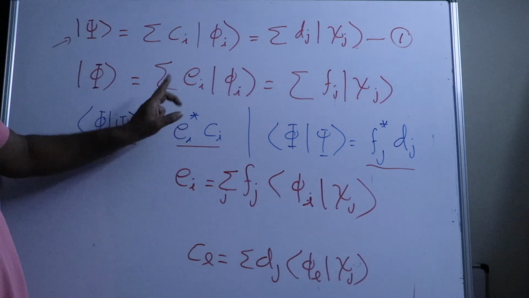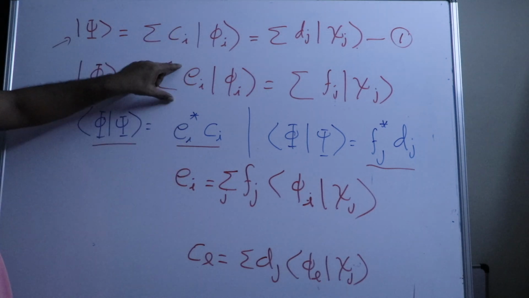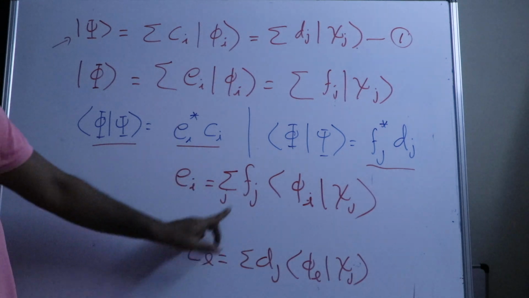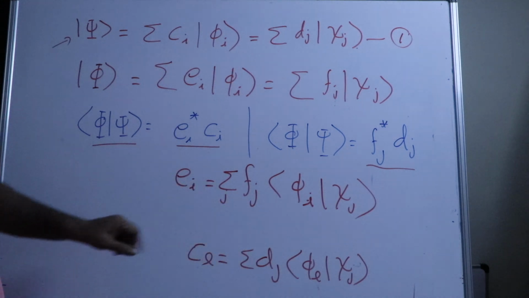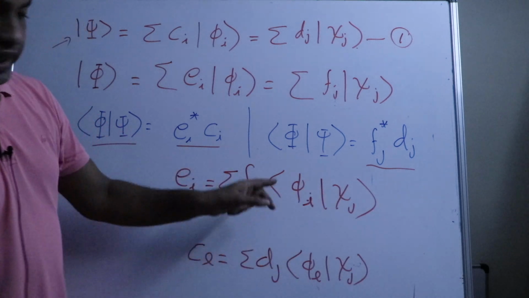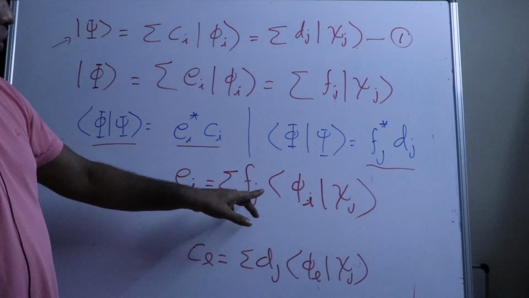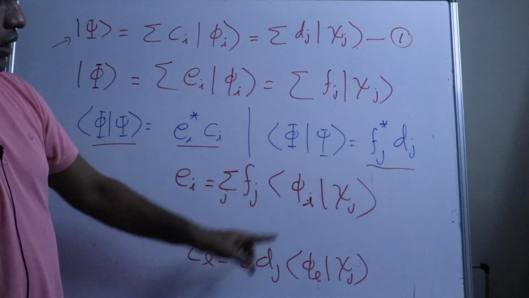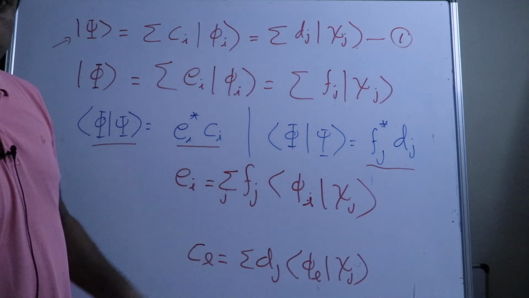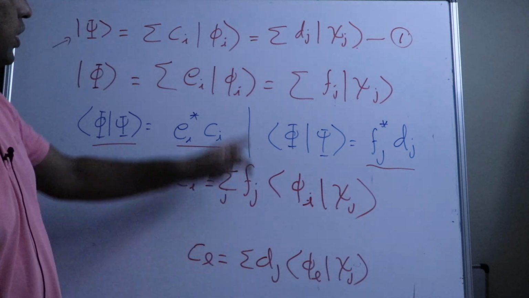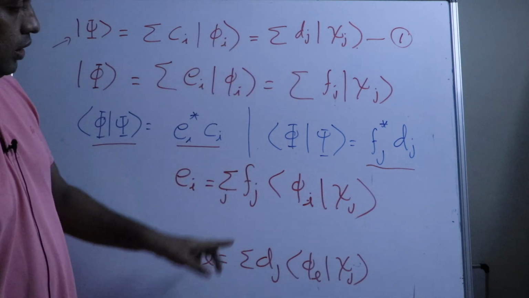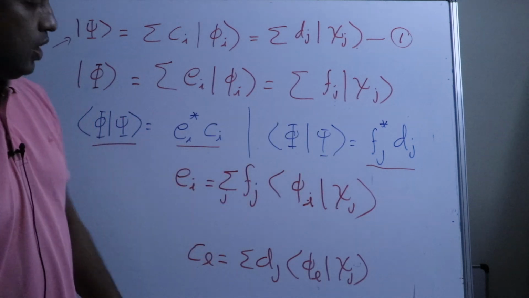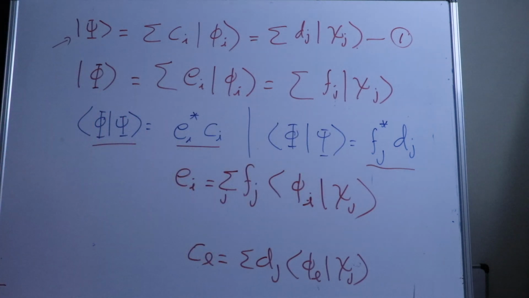If you substitute that, this equation will become in terms of Fj star and Dj. There are other terms in this, but you can easily show, using the completeness relation, that the other terms will cancel out. Using the completeness relation and the orthogonality relation of the ket phi i's and ket chi j's, you can easily show that Ei star Ci is equal to Fj star Dj. I am giving that as an exercise.